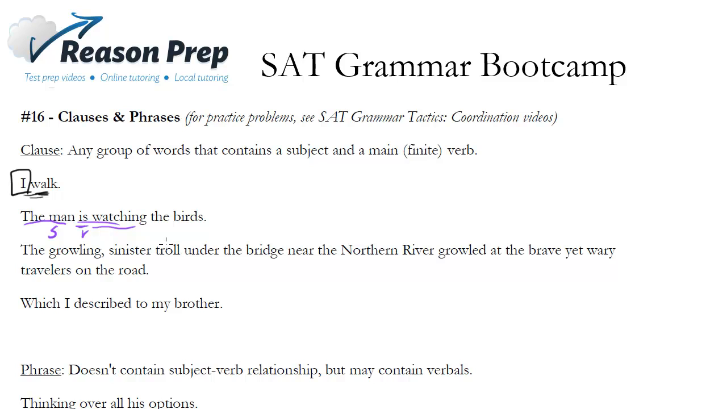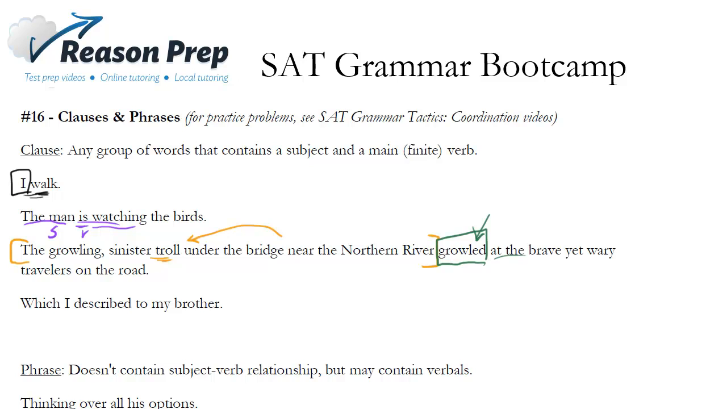"The growling, sinister troll under the bridge near the northern river growled at the brave yet wary travelers on the road." So again, the subject would be this whole long phrase right here. Really, the simple subject is the troll, but this whole thing is a bunch of adjectives and prepositional phrases modifying that noun troll. The verb then is growled. It's a main verb, right? It's conjugated. It has tense. And then the rest of the sentence completes.